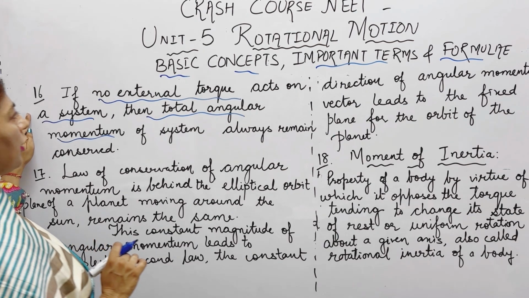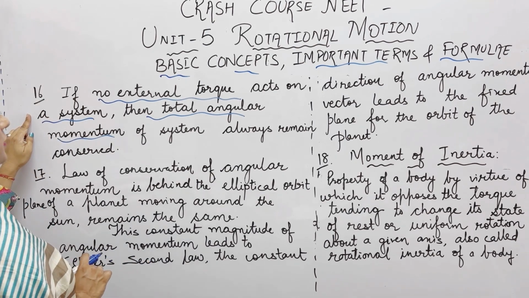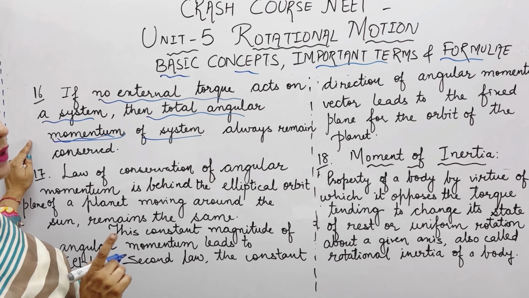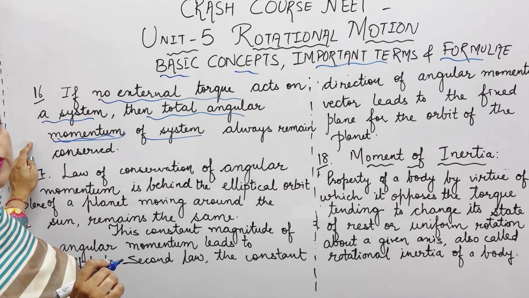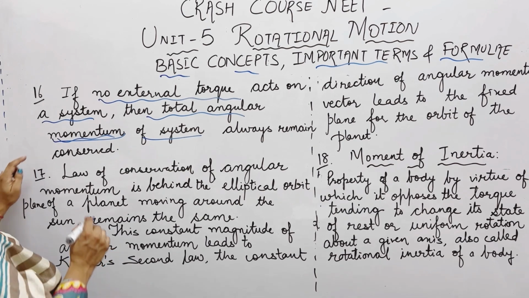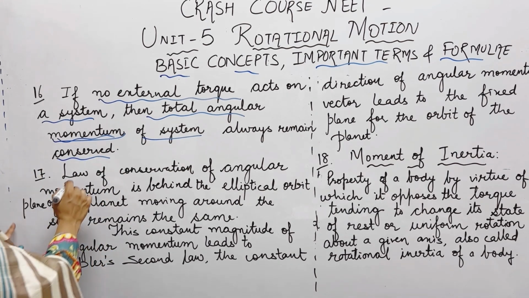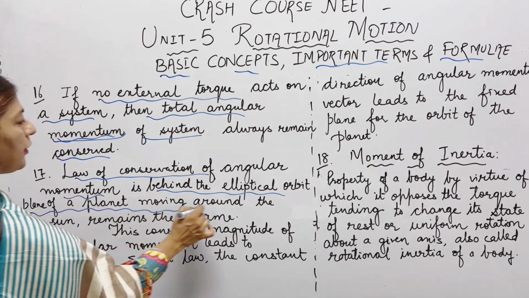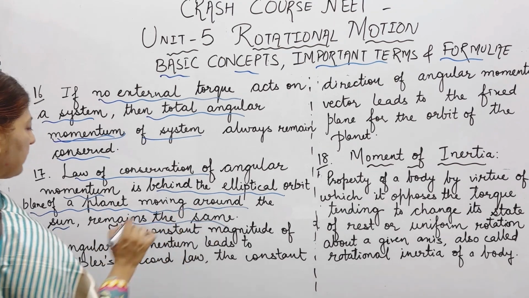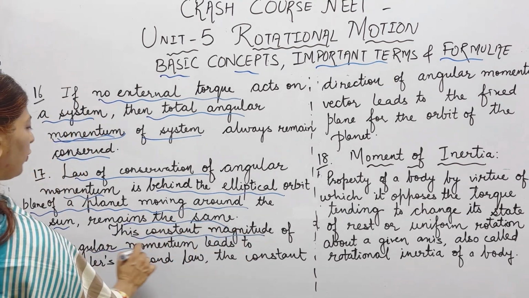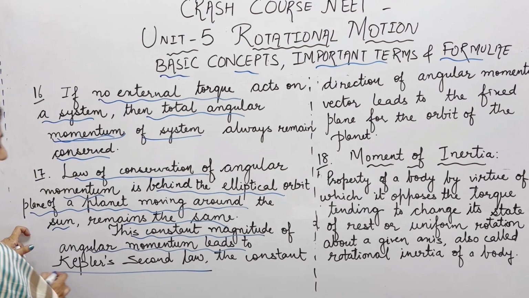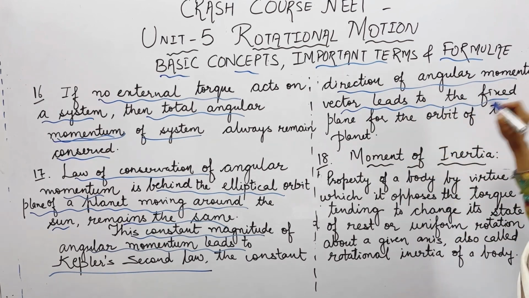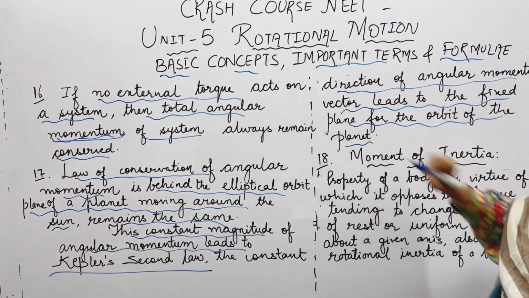The next point is, if no external torque acts on the system, then the total angular momentum of a system, meaning the linear momentum as well as the angular momentum of a system, always remains conserved. The law of conservation of angular momentum is behind the elliptical orbit plane of a planet moving around the sun remaining the same. The constant magnitude of angular momentum leads to Kepler's second law, and the constant direction of angular momentum vector leads to the fixed plane for the orbit of a planet.